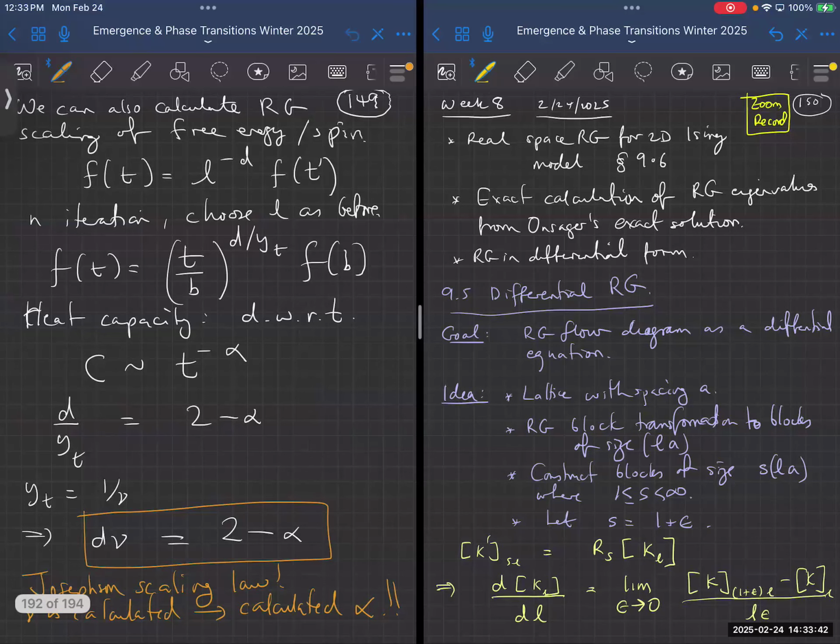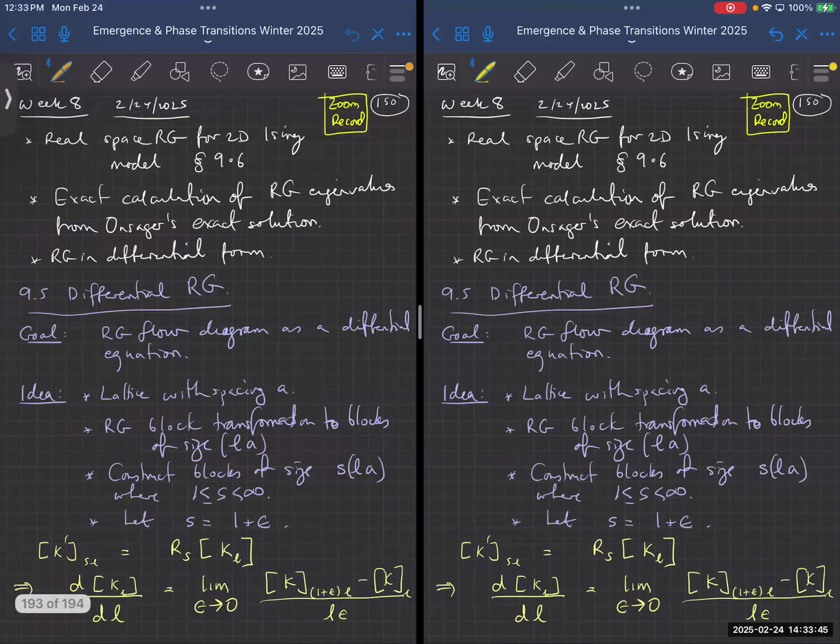So what we're going to do today is renormalization group for the 2D Ising model. We're going to do a particular instantiation of it called the real space renormalization group, not the field theoretic momentum space version that some of you may have heard about. And then we're going to show how we can go backwards and start with Onsager's exact solution and deduce what the renormalization group eigenvalues should be exactly. So that's what we're going to do today.